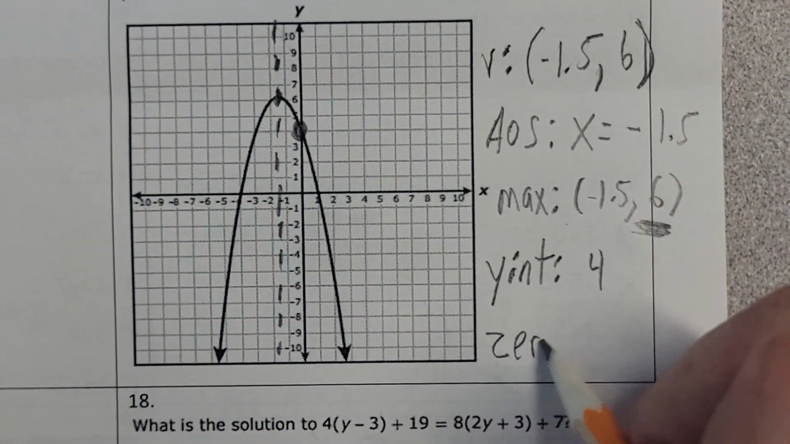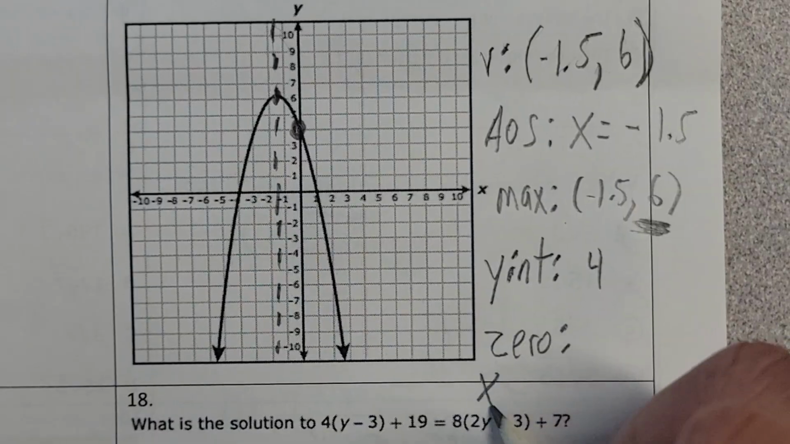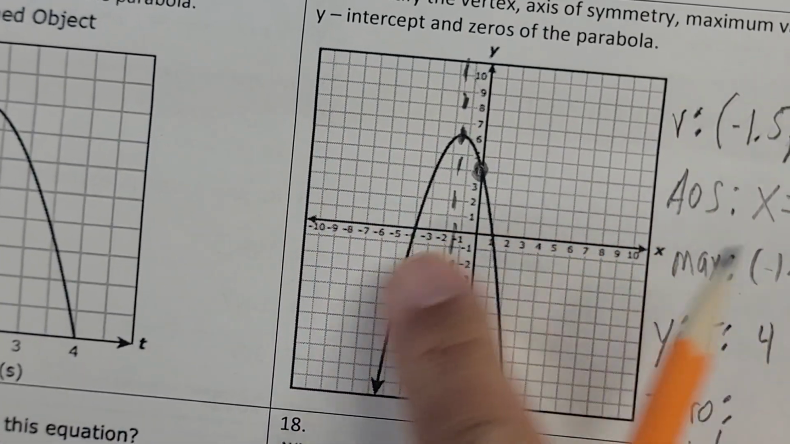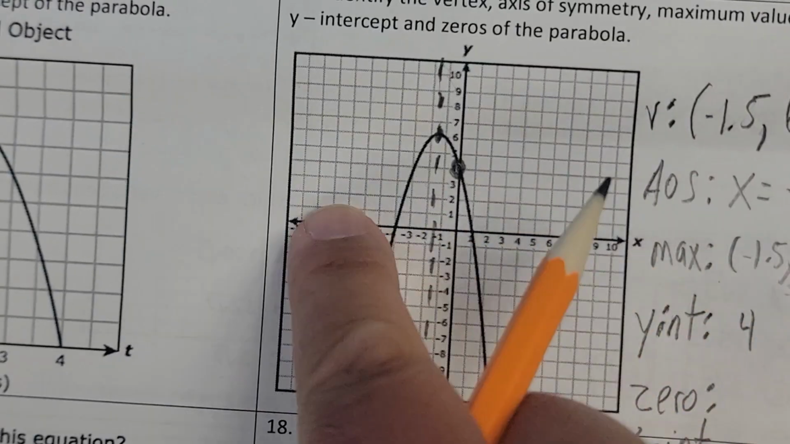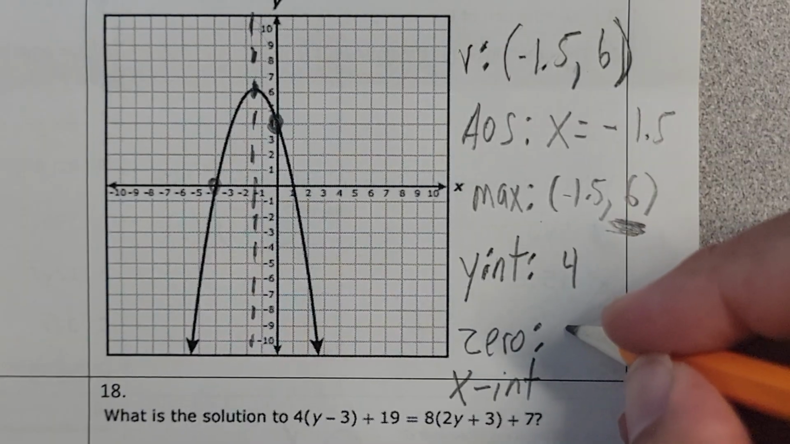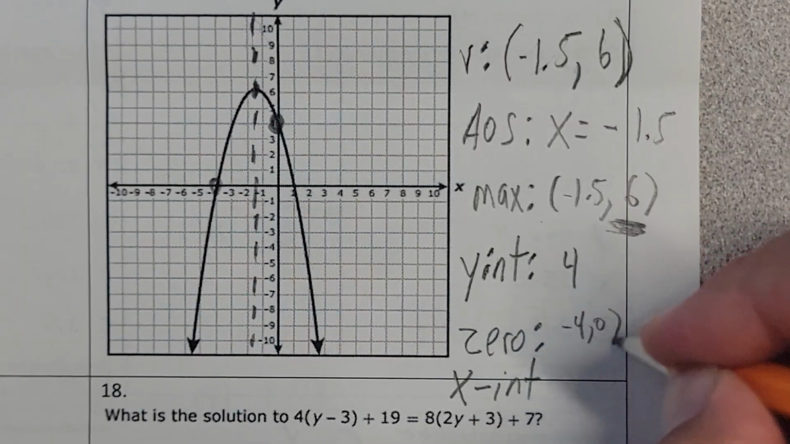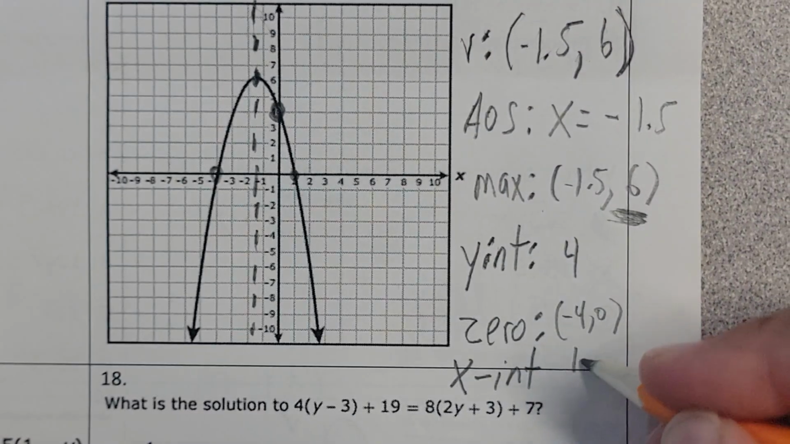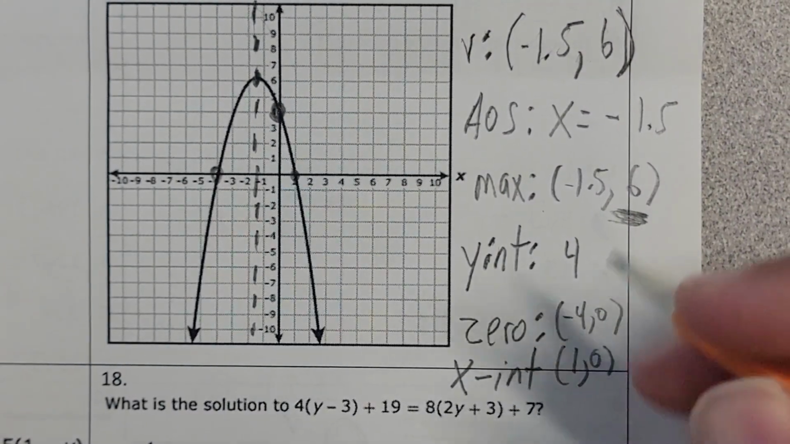Now, what is your 0? A 0 is the same thing as the x-intercept. Okay, where does it cross the x line? How many times does this curve cross the straight line? Twice. All right, over here, that's negative 4, 0. And then you go to the right, here, that's going to be positive 1, 0.